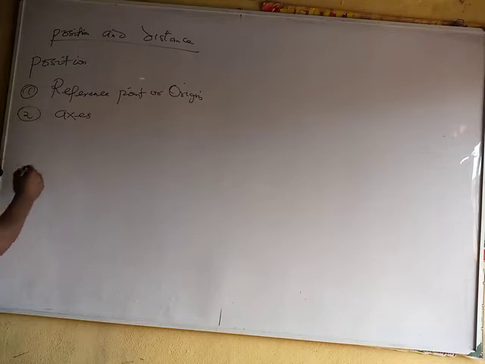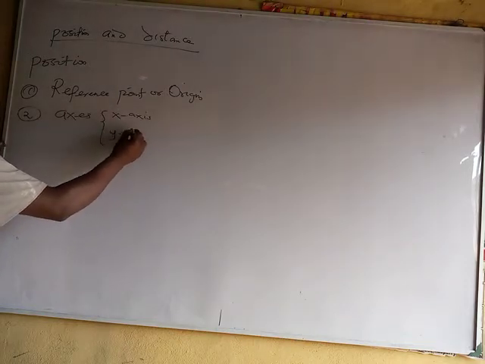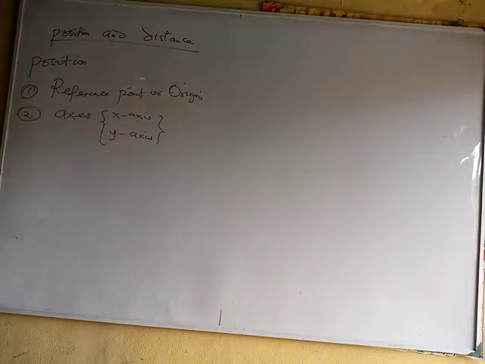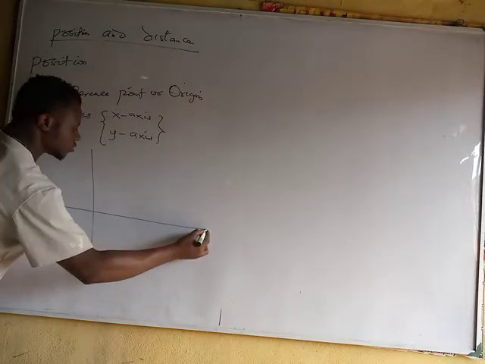Axis. So in the axis, we have two axes here to discuss. One is what? X axis. The other one is what? Y axis. Now, for us to know the position of an object, we can locate the position of an object graphically by using what we call the Cartesian method.